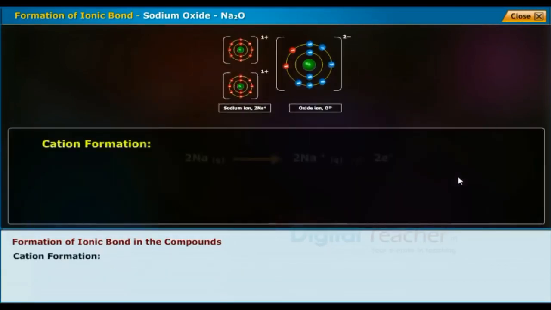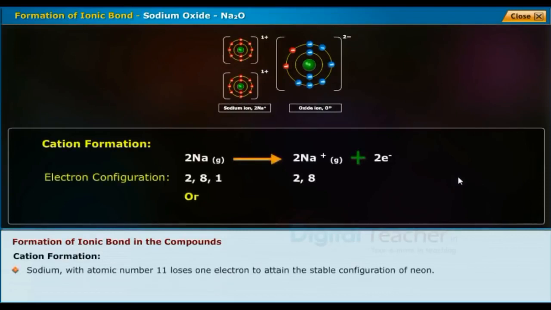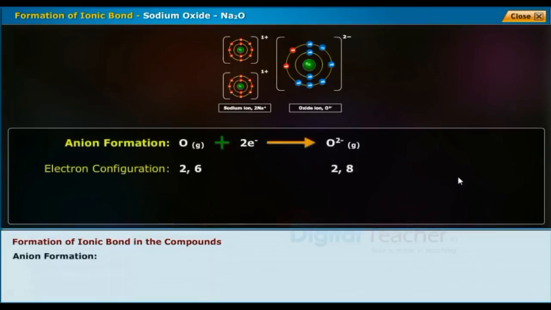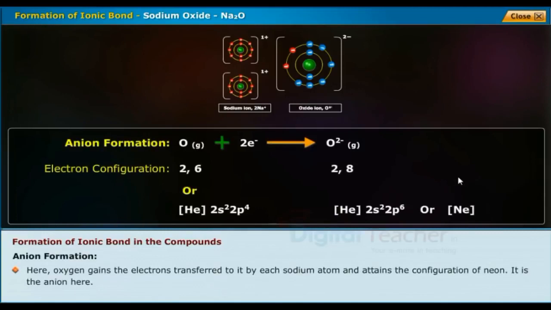Cation formation. Sodium with atomic number 11 loses one electron to attain the stable configuration of neon. Two Na atoms lose one electron each and become cations. Anion formation. Here, oxygen gains the electrons transferred to it by each sodium atom and attains the configuration of neon. It is the anion here.